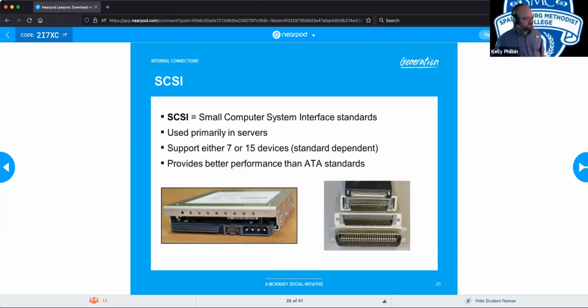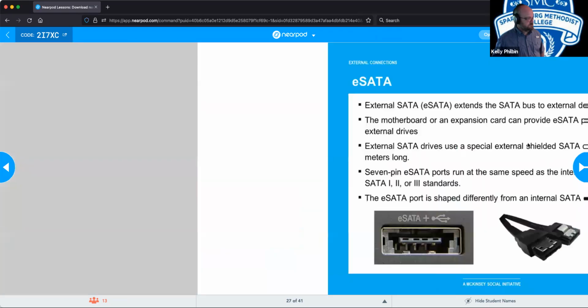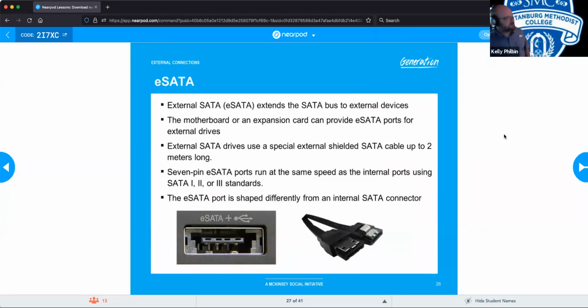All right. eSATA looks a little bit different than its internal cousin. See, it has tabs that extend out to either side. Here, you kind of see these tabs jutting out. If you're going to get something, please make sure that your computer actually has eSATA ports and is supported by the motherboard that you have.